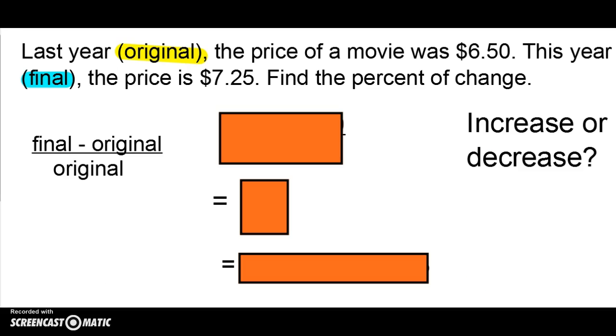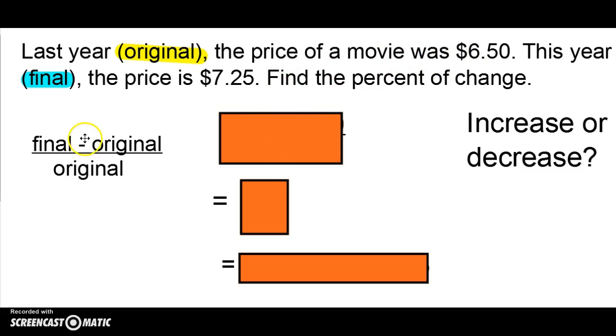All right. So last year, as you can hear, that means the original. The price of a movie was $6.50. This year, meaning the final, the price is $7.25. Find the percent of change. So by what percent did it go up? And I just gave it away where I said, is that an increase or a decrease? Well, as you can tell, the price went up. And so we know right away that's an increase. Or you could wait till you got to the end and found out, is it positive or negative? But it helps me just to go to the original and say, oh, it went up.